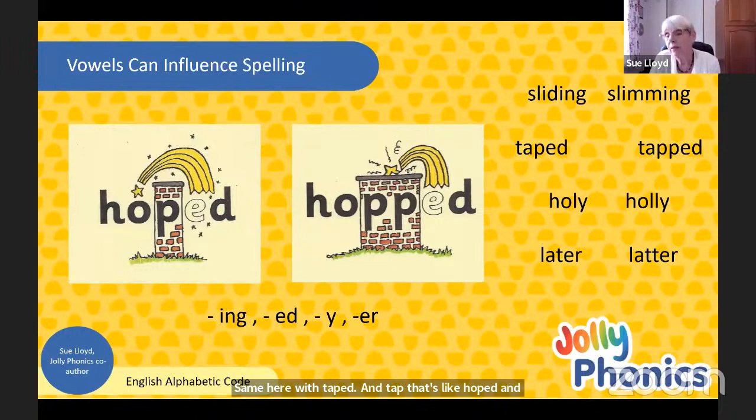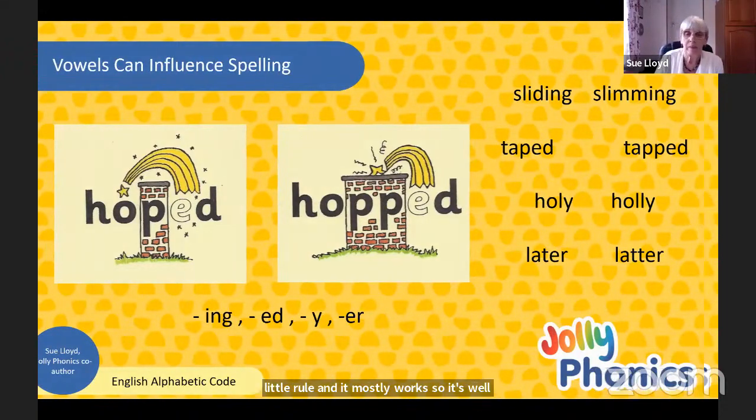Here, the magic comes out of the Y because it's not a consonant there, it's a vowel. The consonant Y is nearly always at the front of words. So the magic comes out and changes the O to O, so it's holy. But if you want to write holly with an O there, then you've got to have your two consonants. And it's the same with later and latter. So very useful with these suffixes that go on verbs, a very useful little rule. And it mostly works, so it's well worth explaining it to the children. So next one.